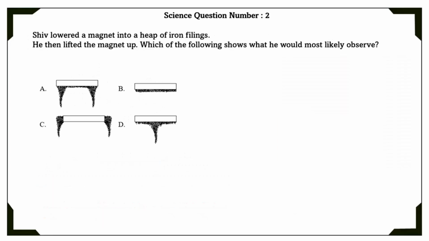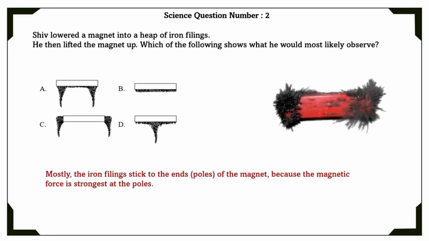Science question number 2. Shiv lowered a magnet into a heap of iron filings. He then lifted the magnet up. Which of the following shows what he would most likely observe? Mostly the iron filings stick to the ends or poles of the magnet because the magnetic force is strongest at the poles. So, according to this, the correct option would be the A option.